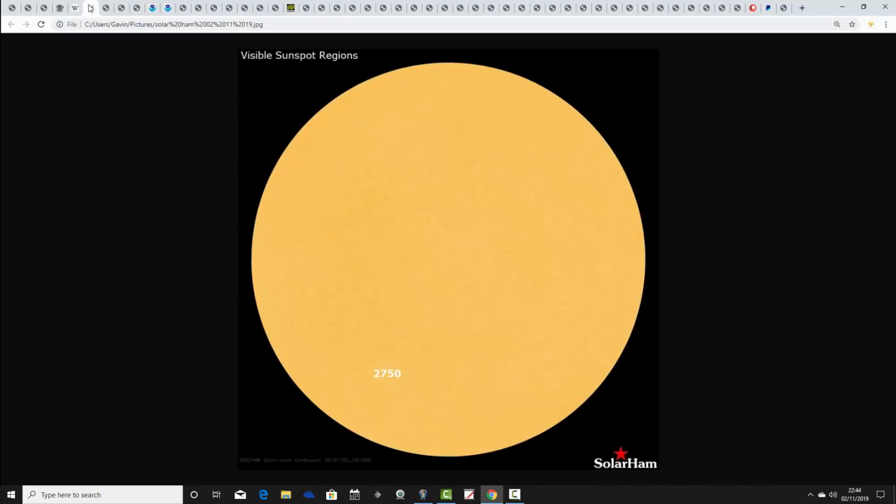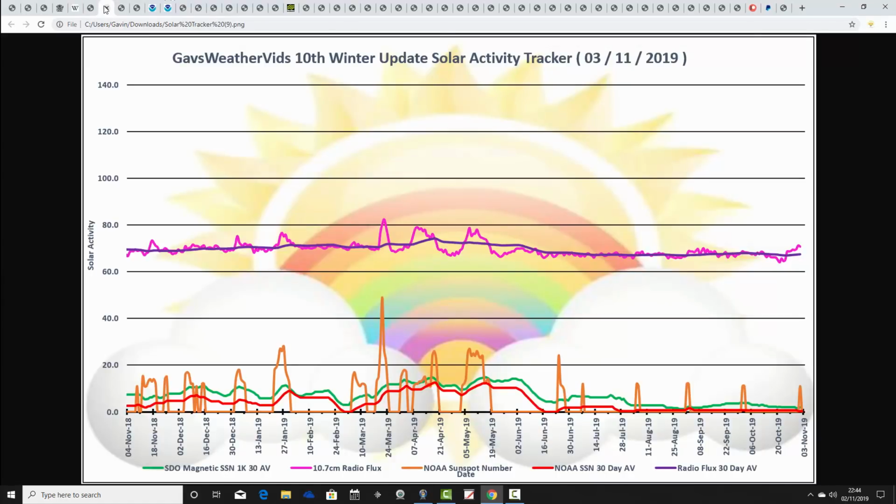This is how the solar disk is looking on our side of things today from solarham.net. We don't have many spots on the solar disk, actually. Have one little sunspot just there. Otherwise, though, not much going on. Solar activity is at very low levels, and Solarham is forecasting that it will remain at very low levels. This is the GWV's 10th winter update solar activity tracker, updated by our good friend James Acrill.